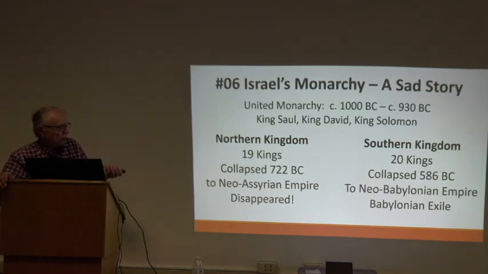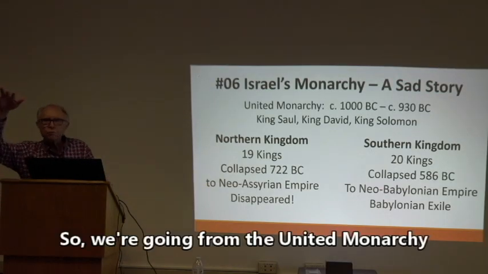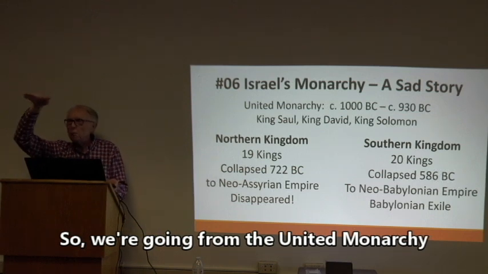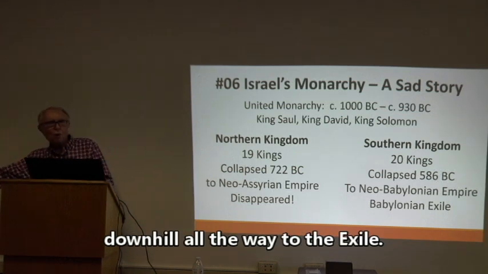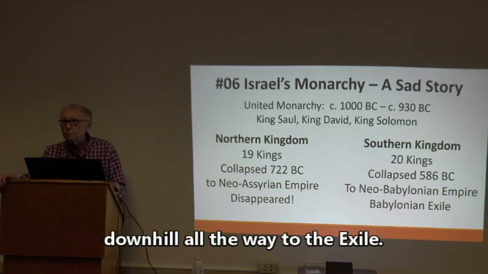The southern kingdom has 20 kings, and it lasts all the way to 586, when it's conquered by the Neo-Babylonian Empire and ends in the Babylonian exile. So we're going from the united monarchy downhill all the way to the exile.